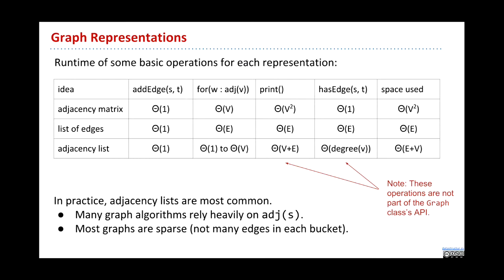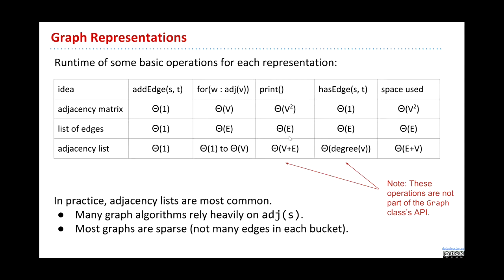Okay? Now, I want to mention the only really important point on this slide is that in practice, adjacency lists are what people use. And the reason is that most graphs are sparse, meaning that each node doesn't have many edges connected to it. All right, any questions other than details of this proof?